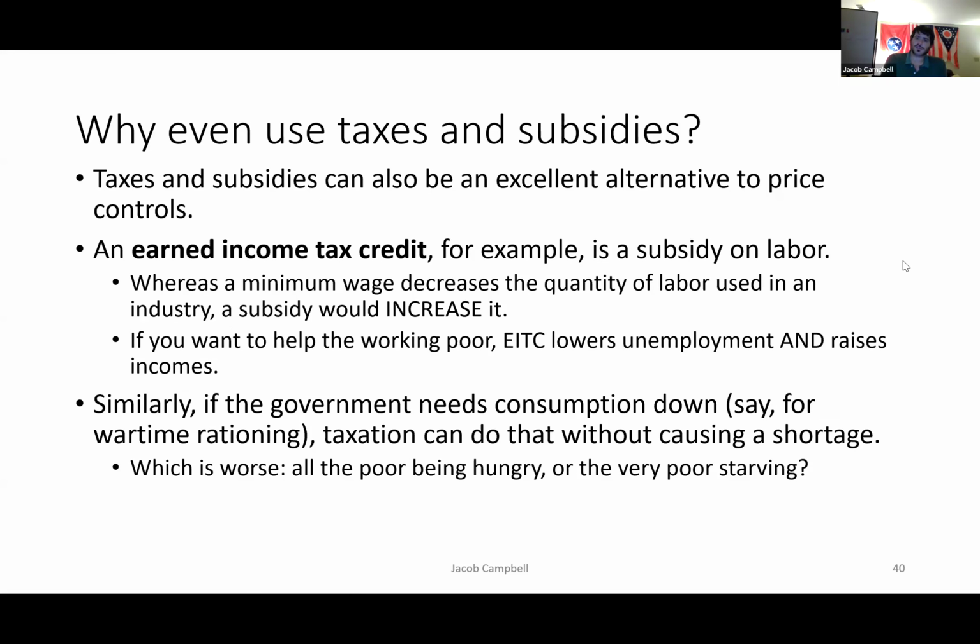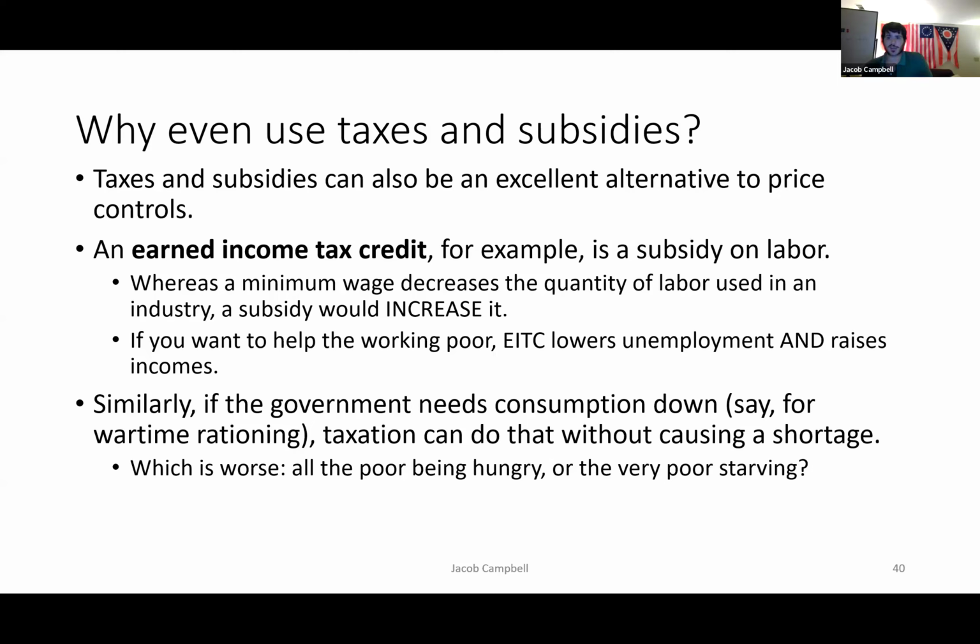And taxes and subsidies can also be an excellent alternative to price controls. So, for example, there's a thing called an earned income tax credit, which is a subsidy on labor. Now, whereas a minimum wage would decrease the quantity of labor used in an industry, a subsidy would increase it. Price controls always reduce the quantity, subsidies increase the quantity. And so, if you want to help the working poor, earned income tax credits are awesome because they lower unemployment and they raise incomes at the same time.